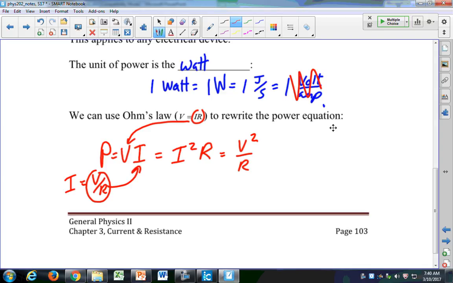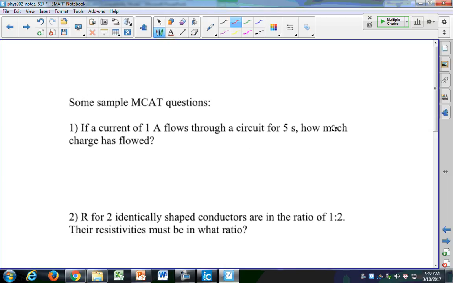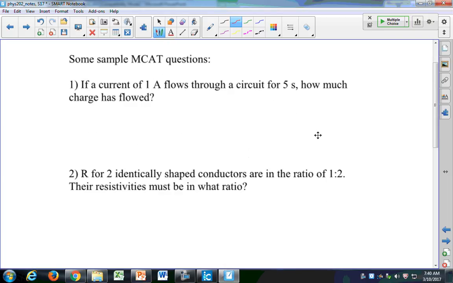Don't bother memorizing those. Those are on your equation sheet, but just know that they're there. Let's see, these are just some MCAT questions. They have more complicated MCAT questions on the MCAT, but I just sort of pulled some of these from a practice test. So let's just look at some of these basic ideas about resistance and current. You could see some of these like in your multiple choice problems.